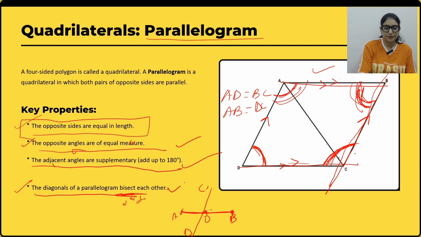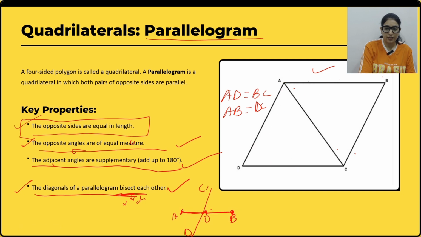If I take this diagonal, you will observe that we have two diagonals in a parallelogram. AC is a diagonal, and if I draw one more diagonal, BD, and take the point of intersection as O, then AO will be equal to OC and DO will be equal to OB. Clear? That means the diagonals are bisecting each other. If AO is 4 centimeters, then OC will also be 4 centimeters.